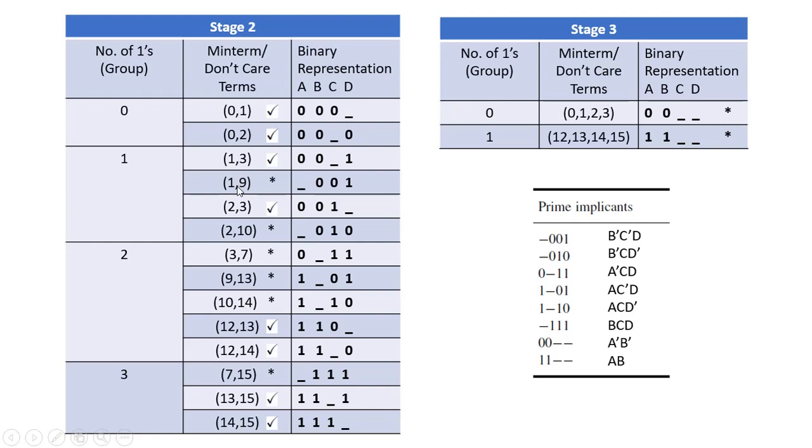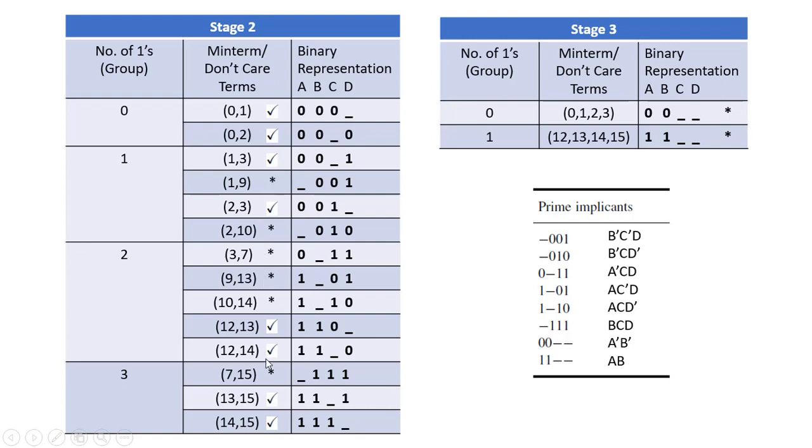Then 0 2 will be compared with 1 9, then 0 2 will be compared with 2 3, 0 2 will be compared with 2 10, so you will find that there is no one bit difference. As these pairs are not covered in this pairing, we will mark these pairs with asterisk. The terms which are marked with asterisk are prime implicants, because these are irreducible, these cannot be reduced further.